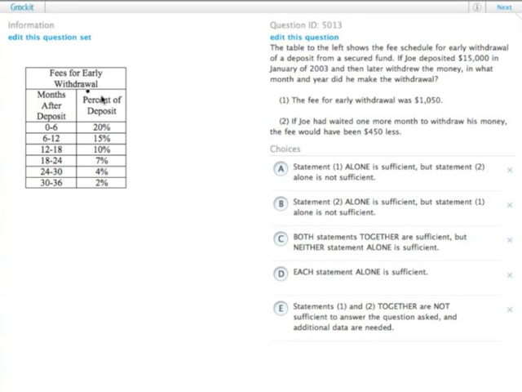So Joe deposited some money back in January of 2003 and then later withdrew the money. And we need to figure out in what year he made the withdrawal. And this chart is obviously going to come in handy.